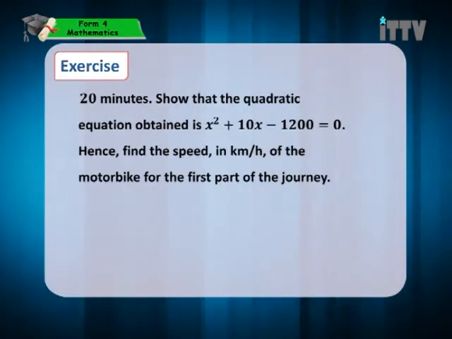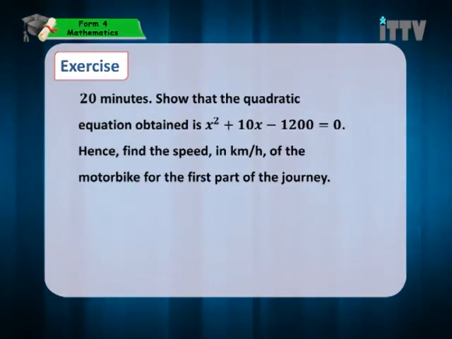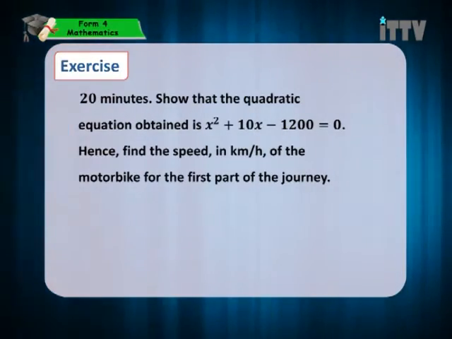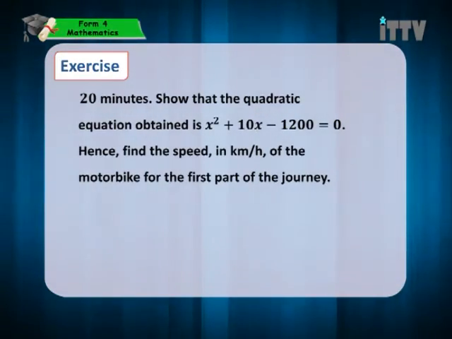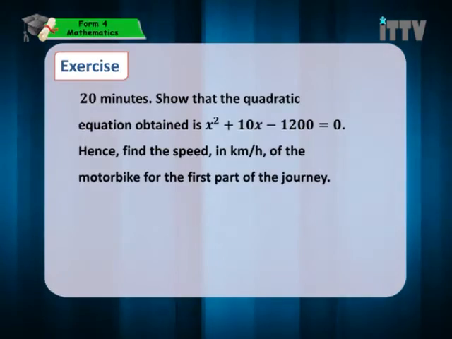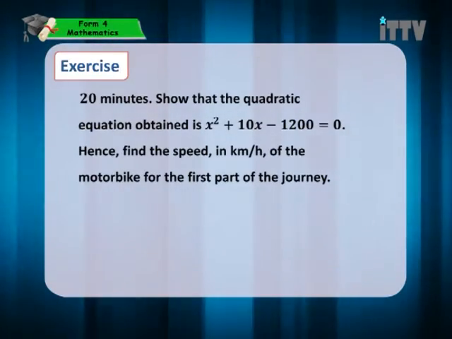Wow guys, this is a long problem, but don't worry, break it down step by step. Remember, it has to do with quadratic equations. Alright, now I'm going to bring you to the board and we're going to analyze this problem.